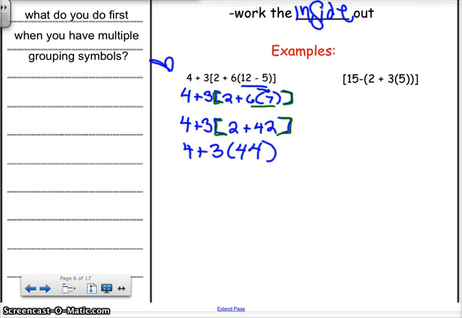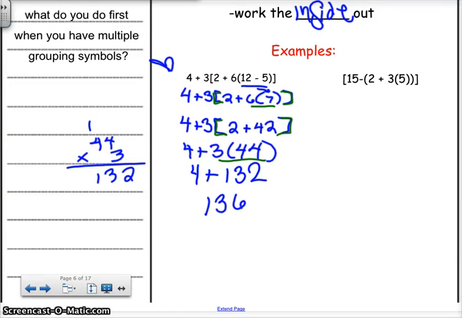44 times 3. Oh man, I forget. So I'm going to do some old school math. 132 it looks like. So this is 4. Oh, I want to underline to show I did that first. 4 plus 132. Final answer is 136.